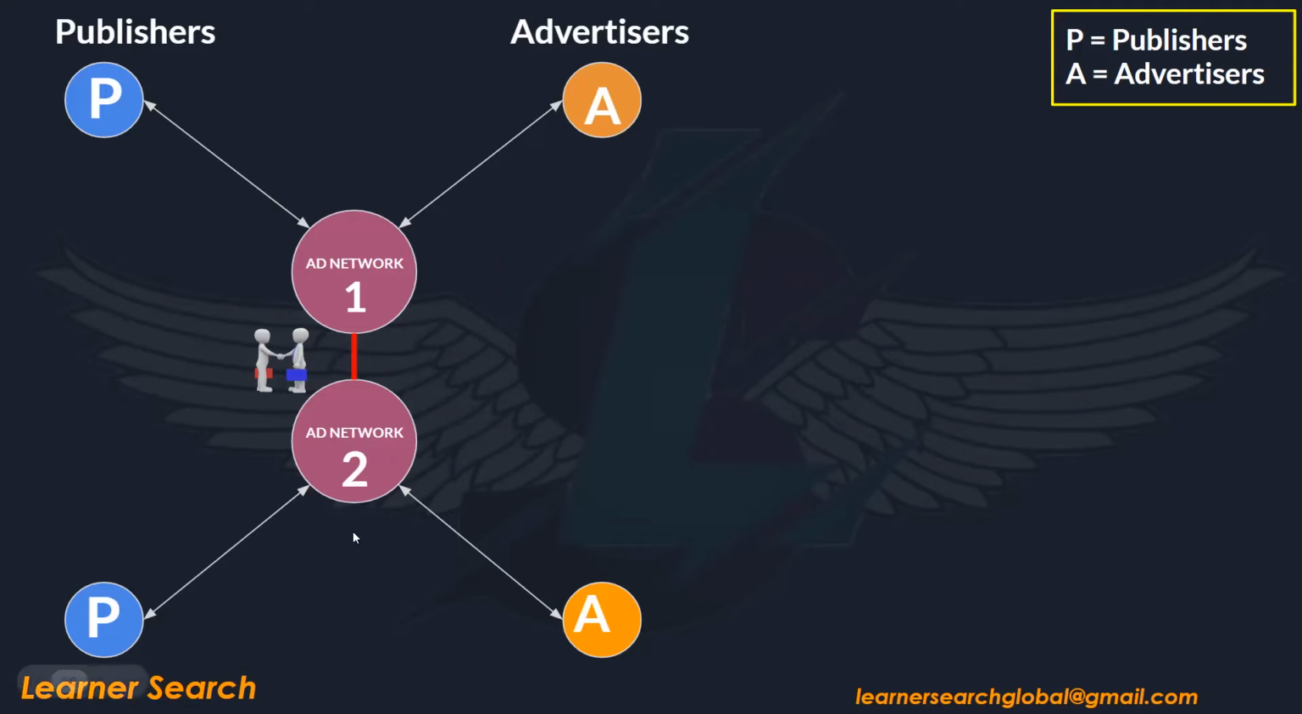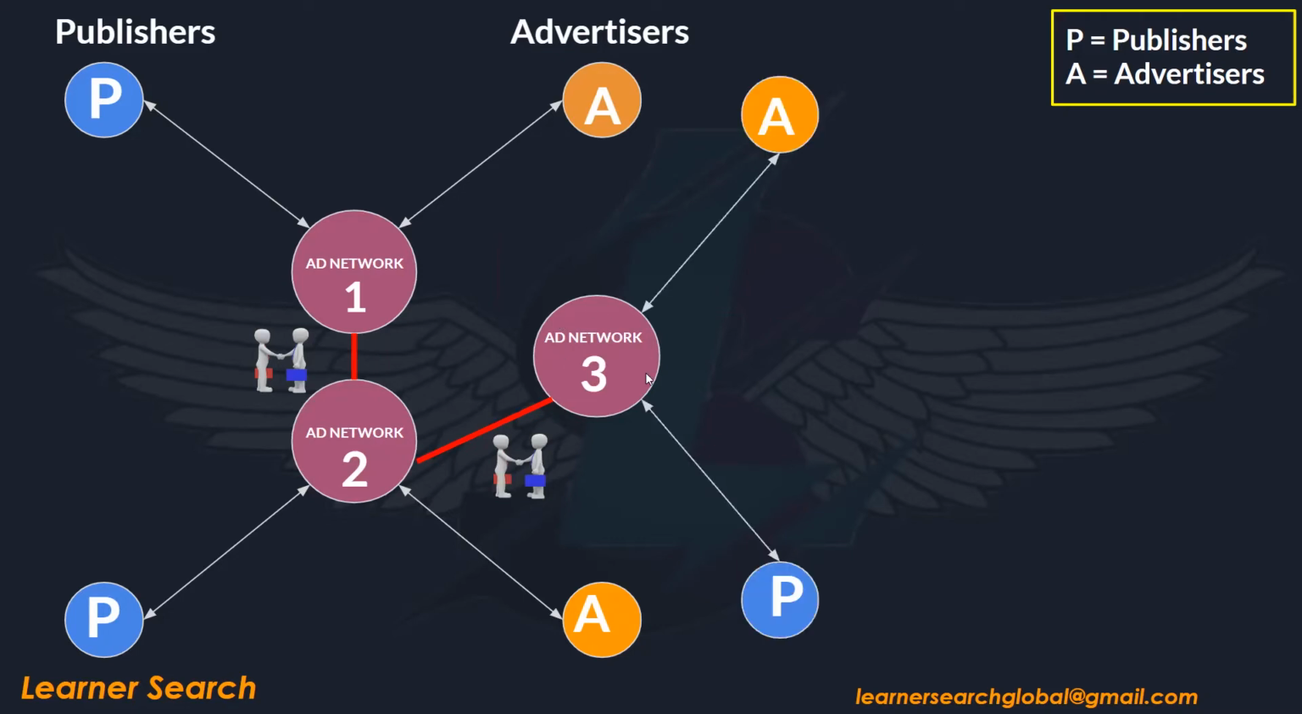Likewise, for this unsold impression which is not sold here, ad network 2 reaches out to ad network 3. I mean, ad network 2 makes a new relationship with ad network 3, since ad network 3 also has demand and supply. Demand is from advertisers and supply is from publishers. Since the impression is available, it reaches out to the advertisers here, right?